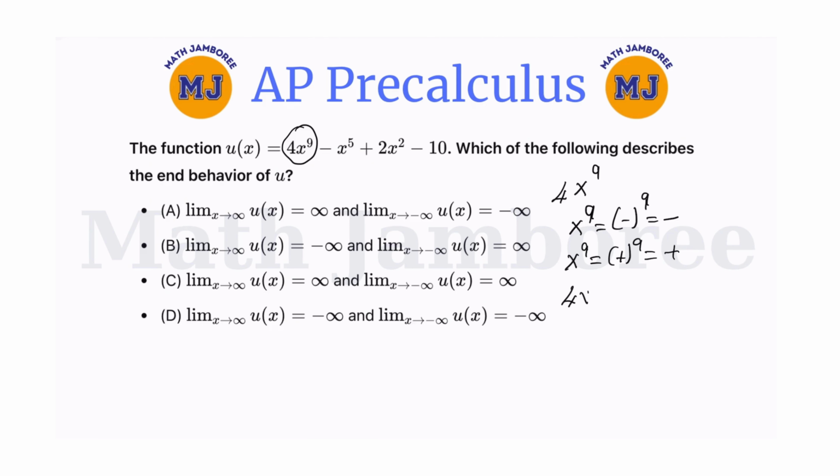So 4 times x to the power of 9: I'm going to use the negative first. It turns into a negative value. And 4 times x to the power of 9 with positive x turns into a positive value. So as x approaches negative infinity, our function u also approaches negative infinity. As x approaches positive infinity, the function u approaches positive infinity as well.